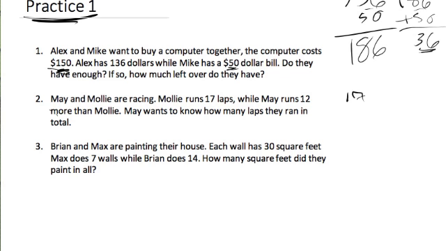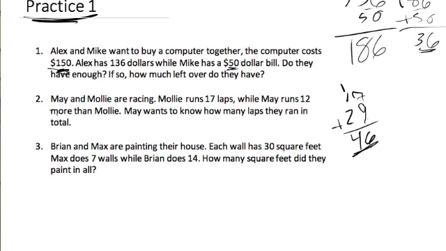So 29 plus 17 is the last thing we have to do. So, oh gosh. Oh no. 17 plus 29 equals, let's figure it out. 7 plus 9 equals 16. 1, 2 plus 2 equals 4. 46 laps in all.